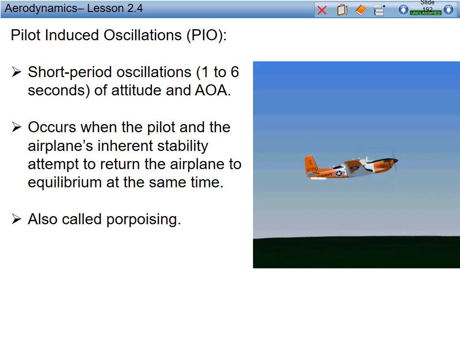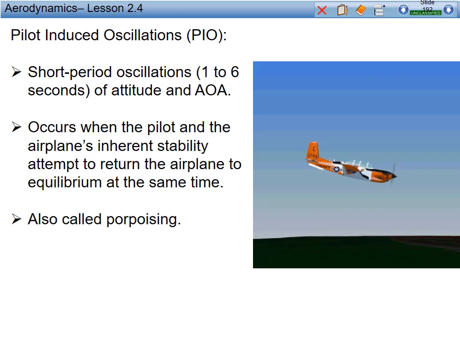Pilot-induced oscillations are short-period oscillations of altitude and AOA. This occurs when a pilot and the airplane's inherent stability attempt to return an airplane to equilibrium at the same time.